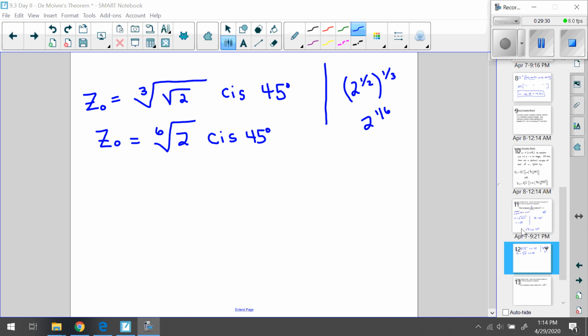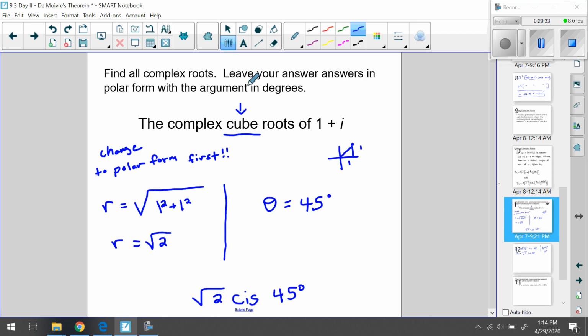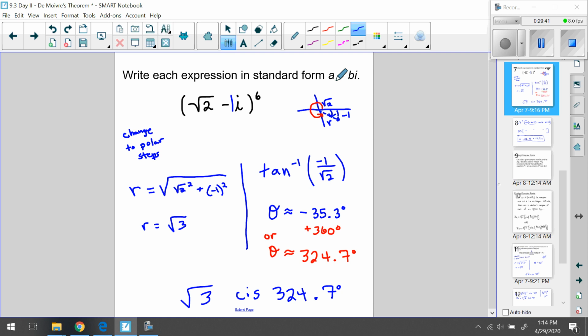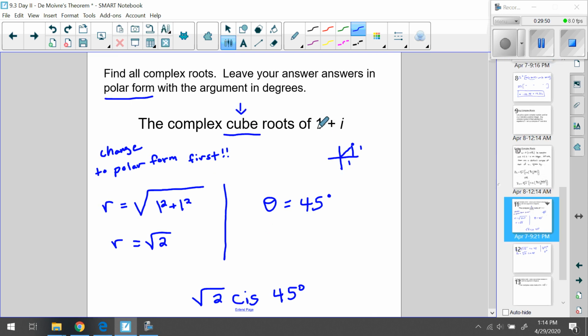Now you're going to notice the book kind of gives you a gift here. If we go back to the directions, it says leave your answers in polar form. So that's great news for us. If you look at the previous 3 examples that we did first, those wanted the a plus bi form. So for those, we had to find cosine and sine of the values and substitute and simplify. But for these, you do not have to do that.